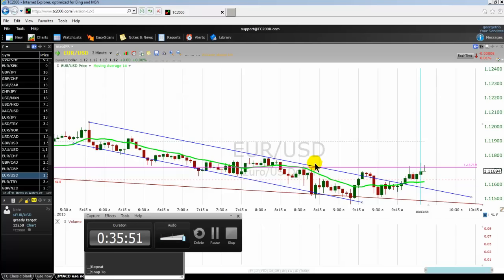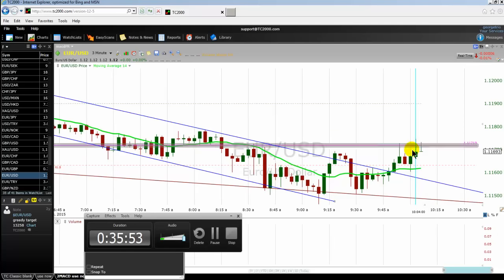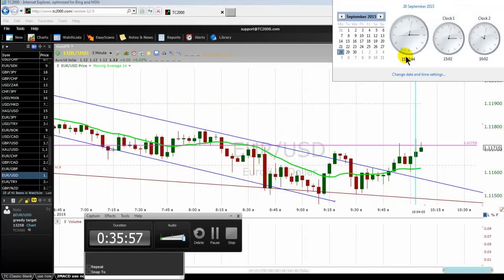So I put my turquoise vertical line. I'm on a 3-minute chart. The time in London is now 2 minutes past 10 a.m., and that's 2 minutes past 3 p.m. in New York. You can see that I entered the trade a bit too early.